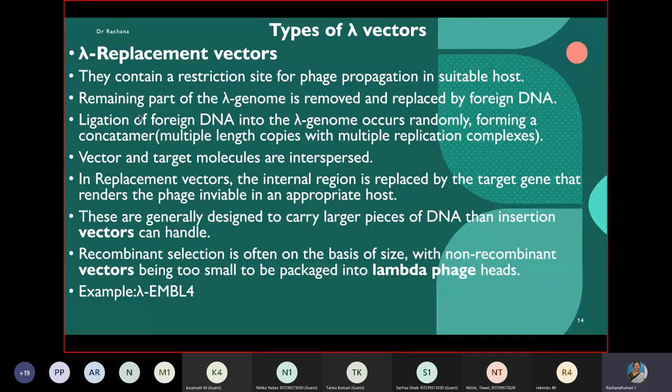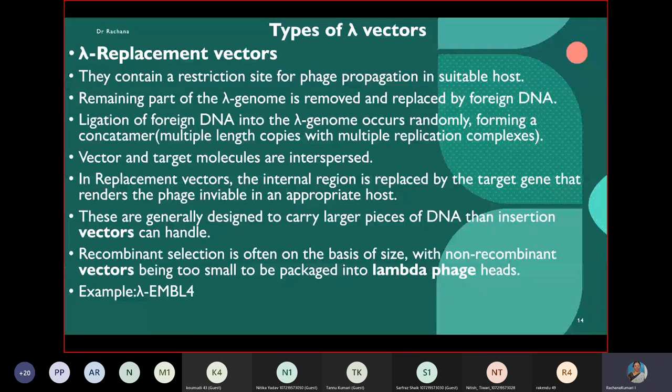Then, the remaining part of the lambda genome, which we have seen earlier: we will remove the genes that are essential for the induction of the lysogenic pathway. Those genes will be removed and replaced by the foreign DNA. Then the ligation of the foreign DNA into the lambda genome will occur randomly. Why do you say randomly?